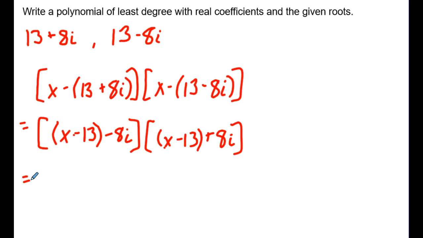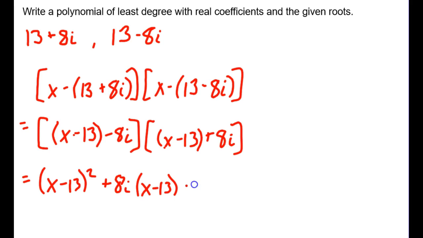This will be equal to x minus 13 quantity squared. Multiplying the outsides, we have plus 8i times x minus 13, minus 8i times x minus 13. And then we have 8i times 8i, which would be minus 64i squared. These middle terms, we have a positive and a negative. Those are going to cancel each other out.